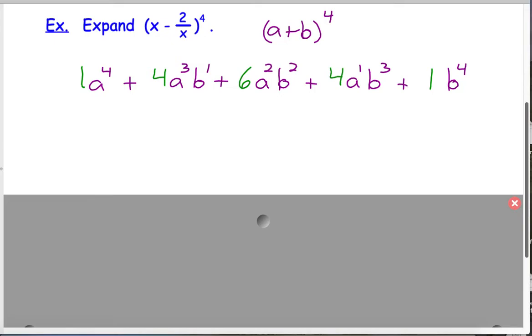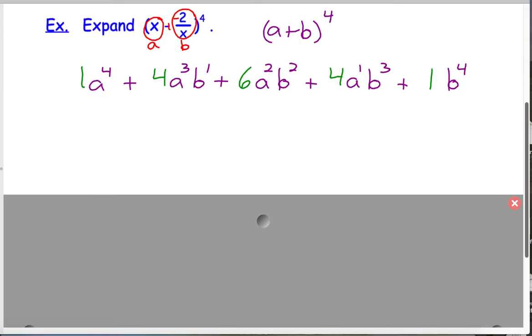So here's the tricky part. We have to realize, what is A? Well, A is just X. So all the A's will get replaced with X. What's the B? Now here's where we have to be careful. Think of this as plus a negative 2 over X. So B is a negative 2 over X. So that's my A and that's my B.